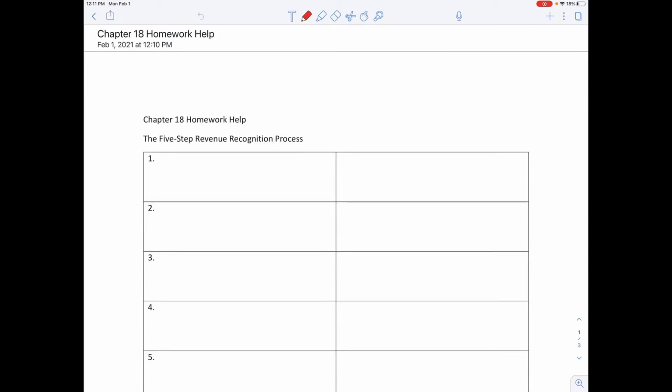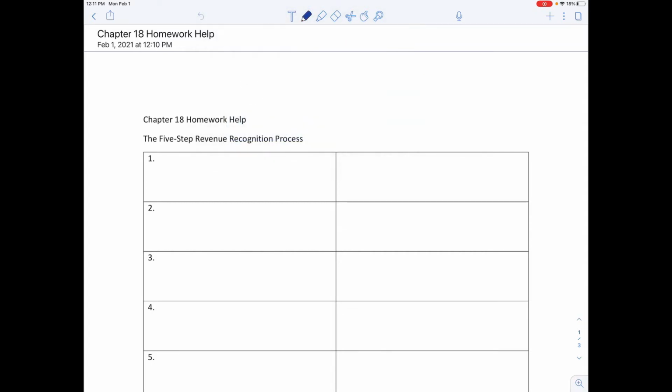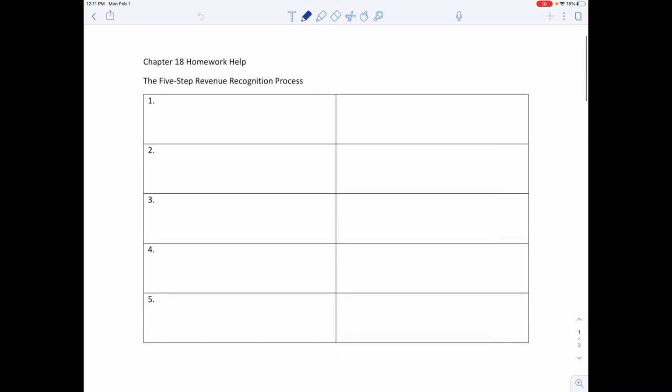In this chapter, we talk about the revenue recognition process and this five-step process that helps you recognize the revenue and how to allocate for it. So I want to walk you through this process and then help you through some of the more complex issues that have to go with revenue recognition. So let's look at this five-step process first.